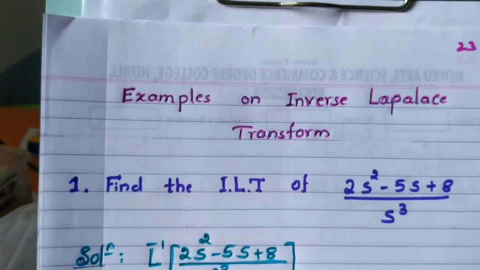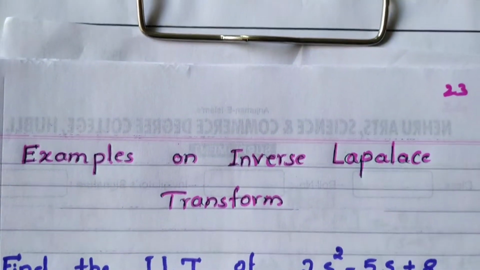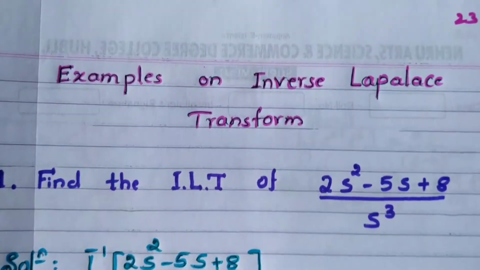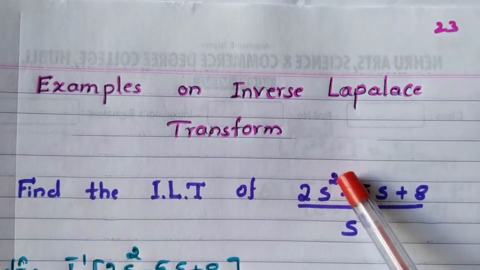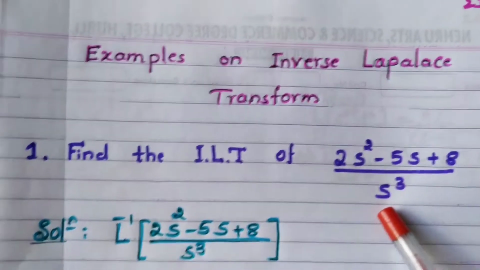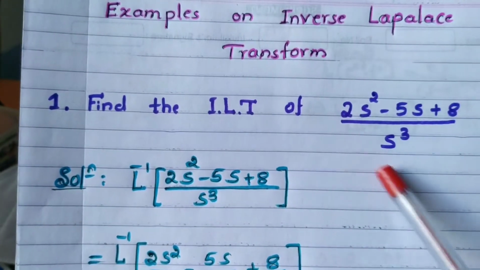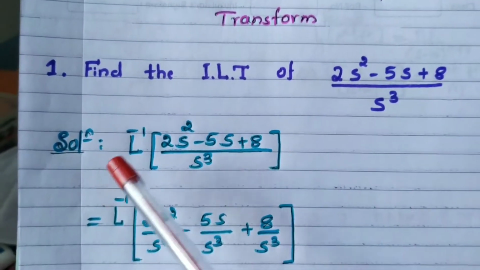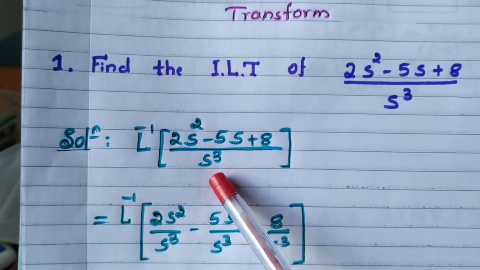Next page, I can go to examples on inverse Laplace transform. Examples on inverse Laplace transform. Consider the first example. Find the inverse Laplace transform of 2s square minus 5s plus 8 divided by s cube. So I want to find the inverse Laplace transform of the given expression. So I operate L inverse on the given expression. L inverse of 2s square minus 5s plus 8 divided by s cube.